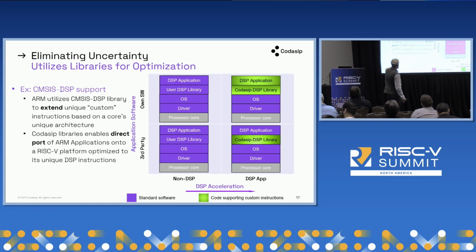Same basic idea. Codasip libraries will enable direct ports of ARM applications onto our cores. So what you're talking about here is if you have an application that is running on an ARM and it's using libraries, it will run on the RISC-V. And we do provide all the access to the custom instructions as well, so that if you have code that you write yourself and you want to directly access those instructions, you can, but we also abstract it through the libraries.